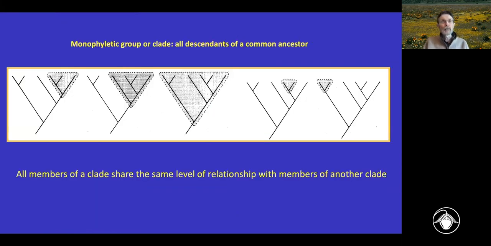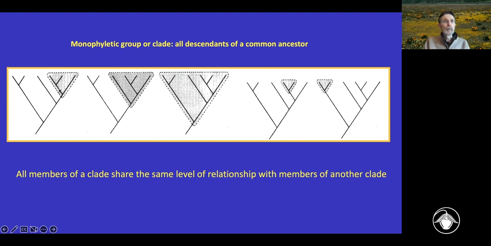So I talked earlier about monophyletic groups or clades, which represent all the descendants of a common ancestor. And these are similar examples to what I showed earlier. A point I just want to make in further discussing monophyly or clades is that all members of a clade share the same level of relationship with members of another clade. So for example, these 3 terminal taxa on this leftmost tree shown here are each equally closely related to the lineage just outside that group.